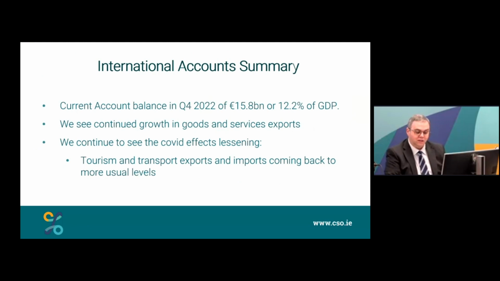So to summarise, in Q4 22, we have a current account balance of 15.8 billion euros, or 12.2% of GDP. We see continued growth in goods and services exports, and we continue to see the COVID effects lessening, with tourism and transport exports and imports coming back to more usual levels. So now I'd like to pass over to Brian to take us through the preliminary GDP results.